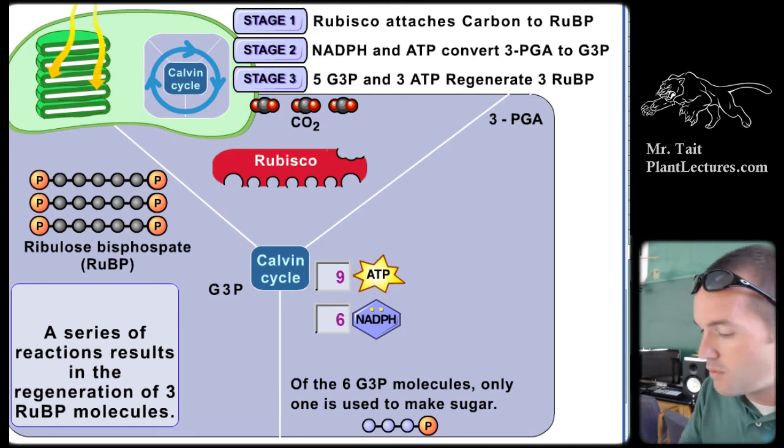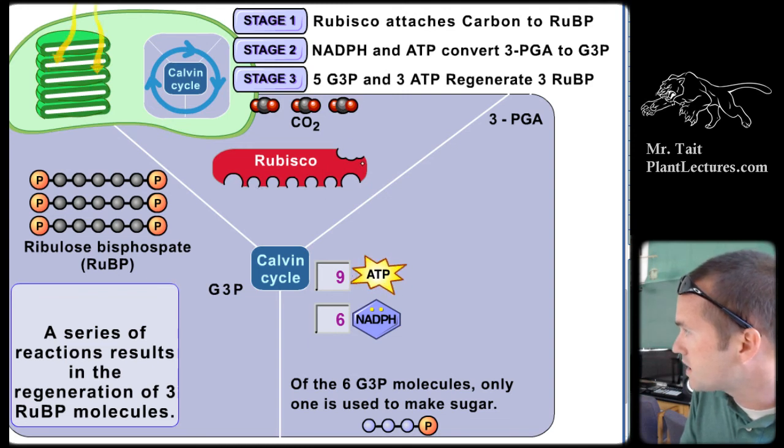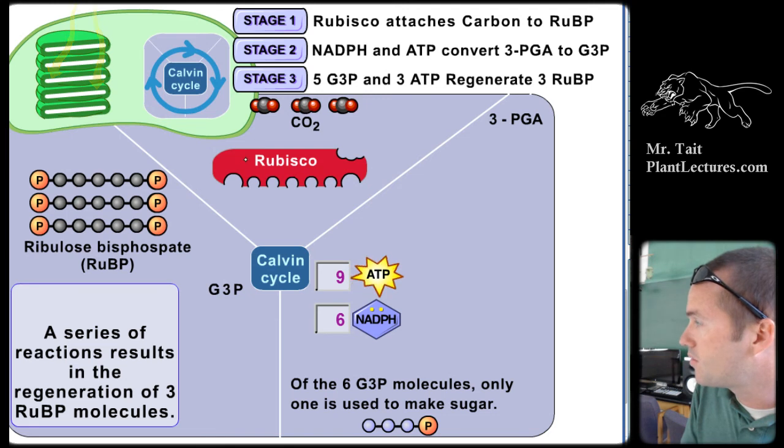Step 1, here's Rubisco, here's the enzyme, right? Here are the CO2 molecules, 3 of them. Here's 3 RuBPs. The RuBPs are going to attach to this side of the enzyme, and the CO2 is going to attach to this side. And Rubisco, which is ribulose bisphosphate carboxylase, will then join the CO2 with the ribulose bisphosphate.